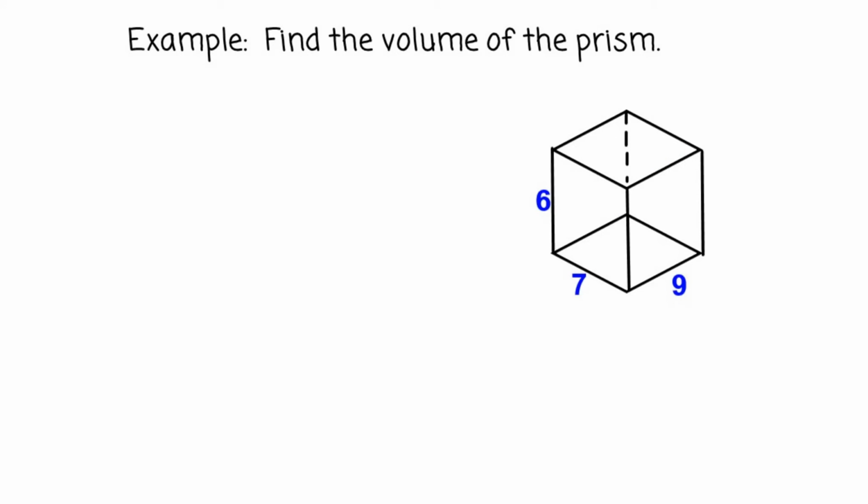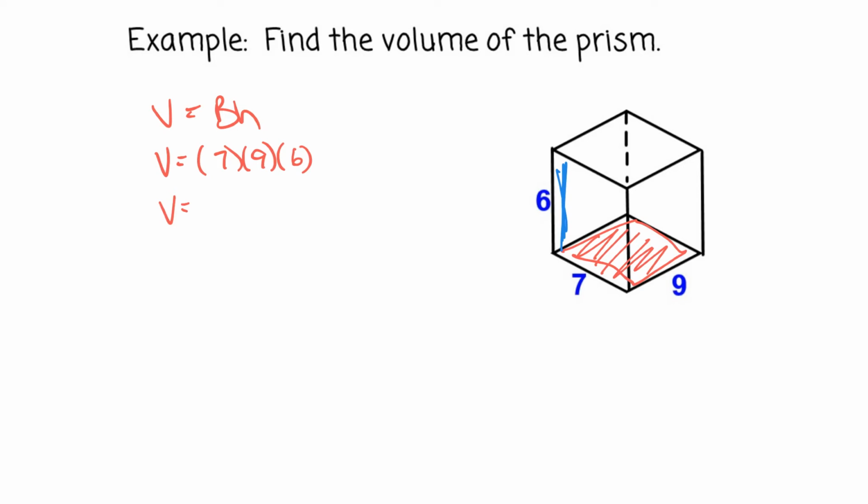Okay, so we need to find the area of my base. So that is 7 times 9. And then the height of my prism is right here. That's 6. So times 6. I really just need to multiply all those together. So 7 times 9 times 6, that gives me 378.